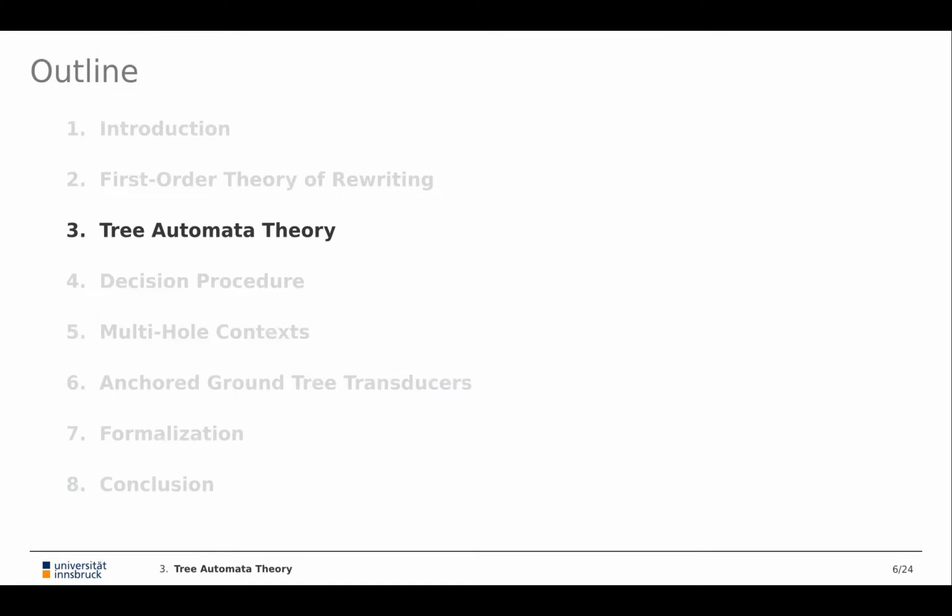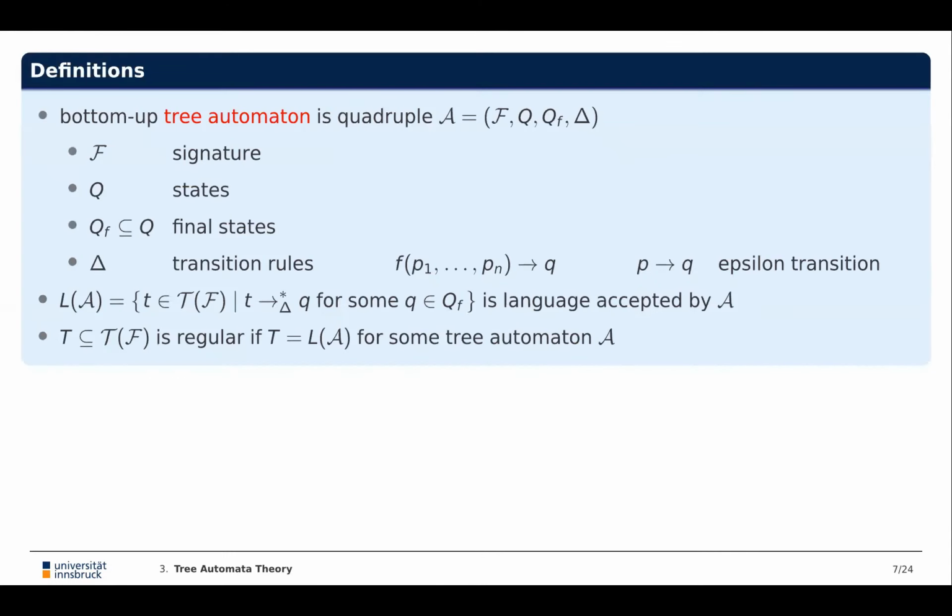As I mentioned, the procedure is based on tree automata techniques, and we use bottom-up tree automata, which are defined, as you can see here, over a signature, a set of states, a set of final states, and a set of transition rules. Transition rules come in two different shapes. On the left here, you can see the normal transition rules where we have a function over n states, which map to a state on the right-hand side. The second kind of transition rule is called an epsilon transition, where we have a single state on the left and a single state on the right.